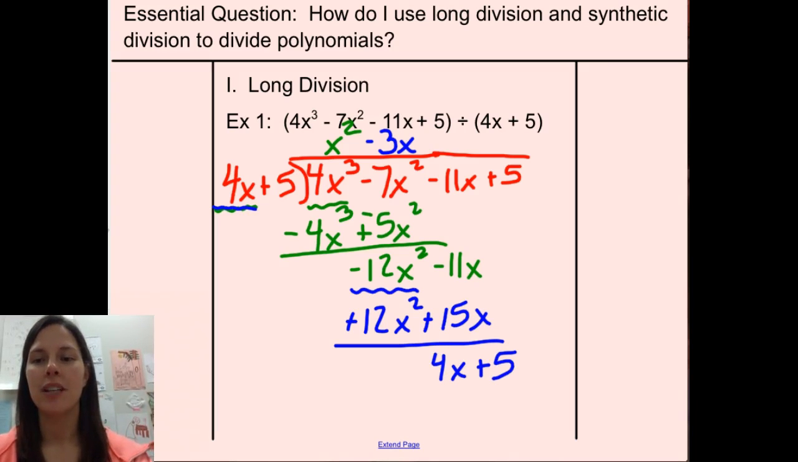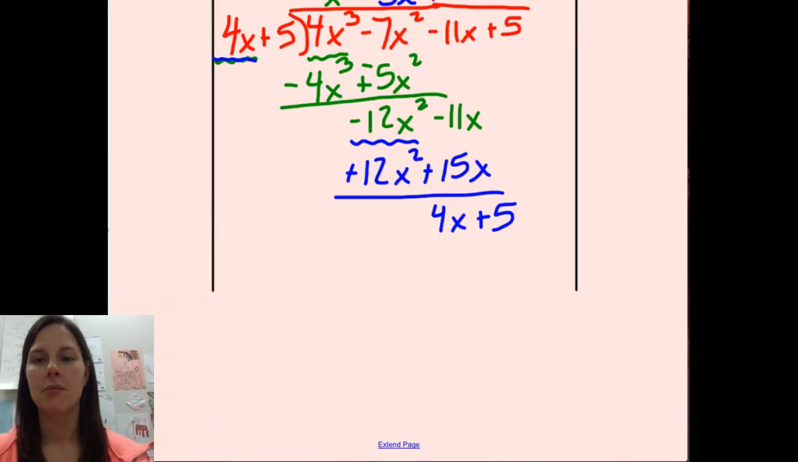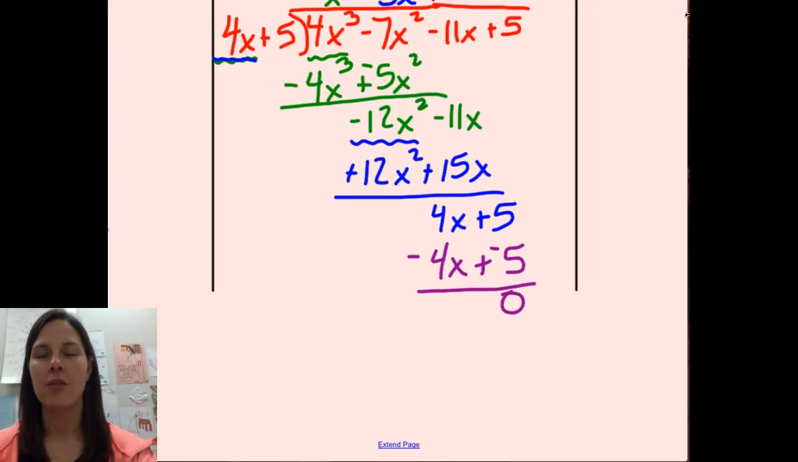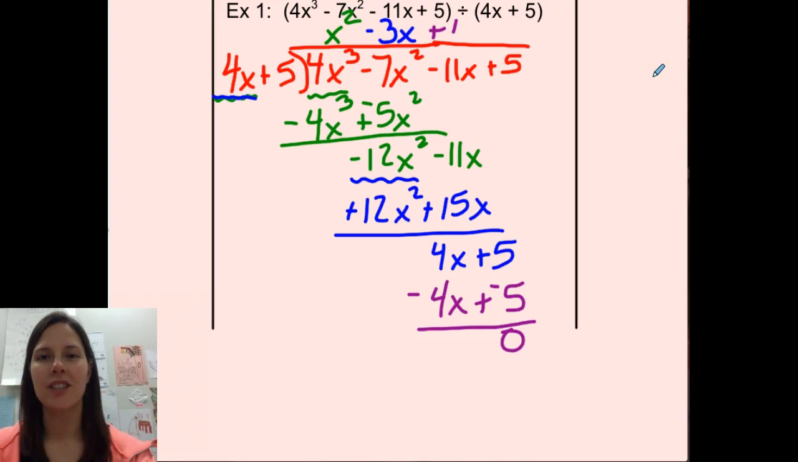4x times what equals 4x? That would be 1. Multiply that 1 by both pieces on the outside. Subtract, distribute the negative sign. In this case, we have no remainder. What that means is that 4x plus 5 is a factor of 4x cubed minus 7x squared minus 11x plus 5. And the result after division, or the quotient, is x squared minus 3x plus 1.